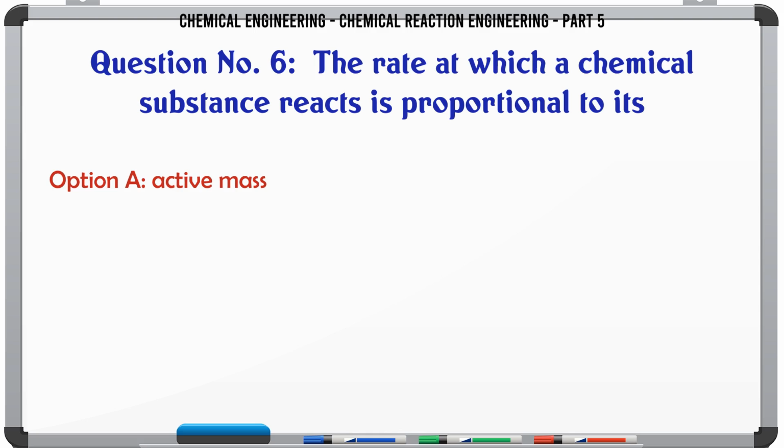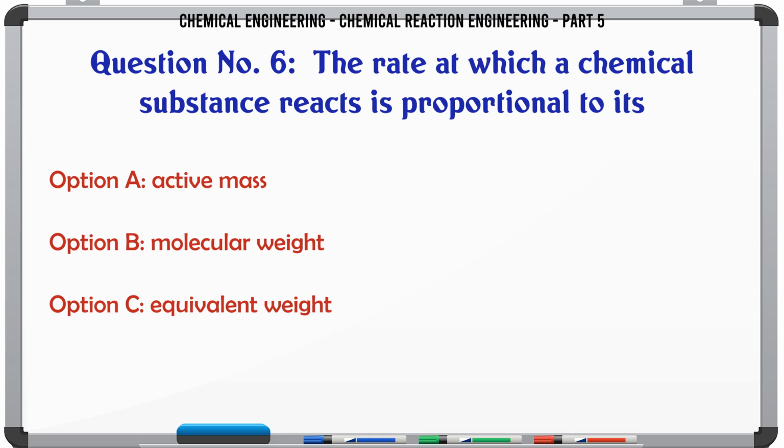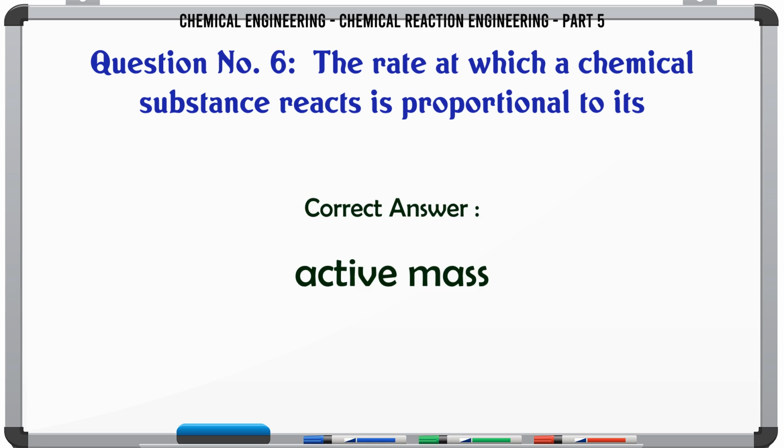The rate at which a chemical substance reacts is proportional to its: A. Active mass. B. Molecular weight. C. Equivalent weight. D. Atomic weight. The correct answer is active mass.